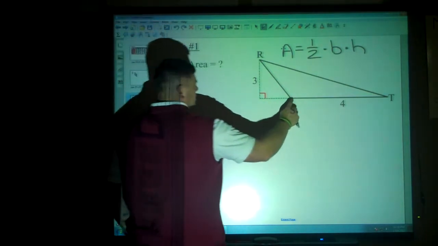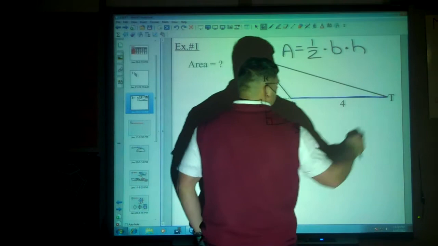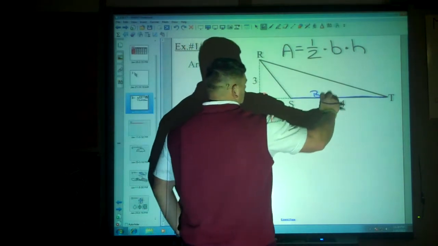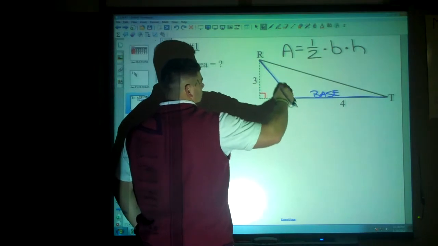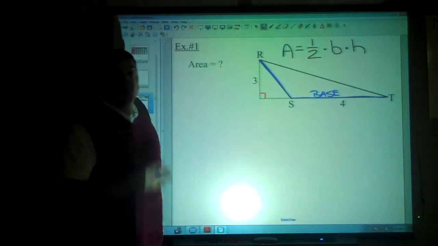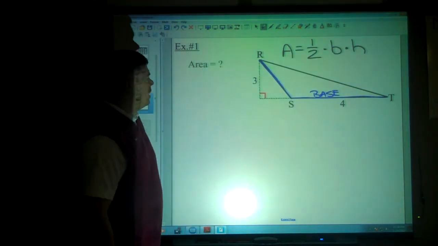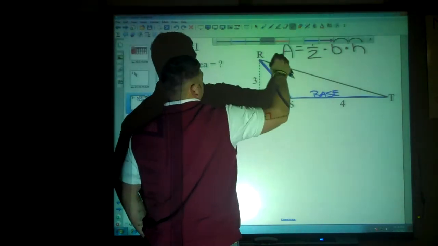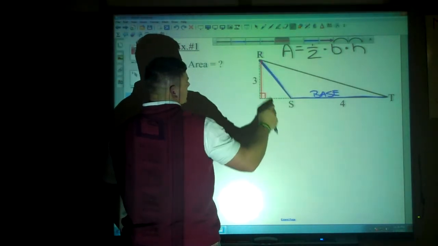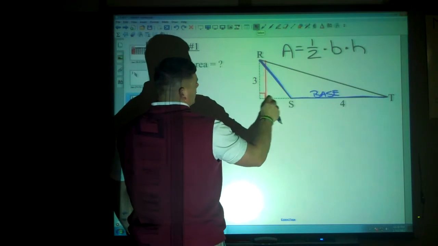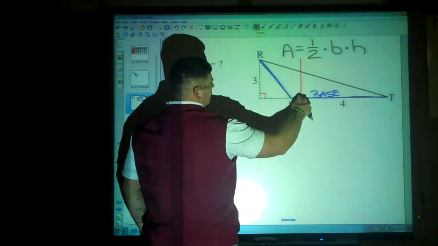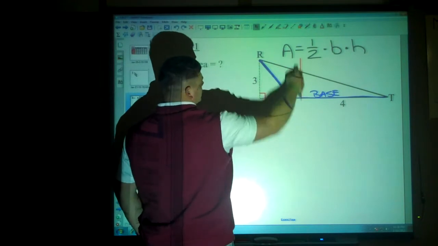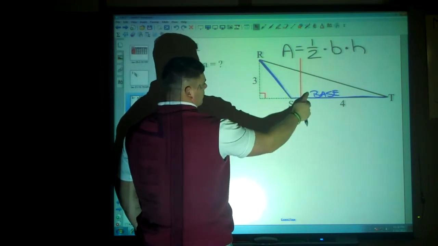They think that this is the base, which is good. That is the base. But they think that this value right here is the height, and that's where they make the mistake. In reality, this measurement right here is the height of the triangle. That's as tall as it gets anywhere. It's the highest point, and it's still going to be 90 degrees with the base.